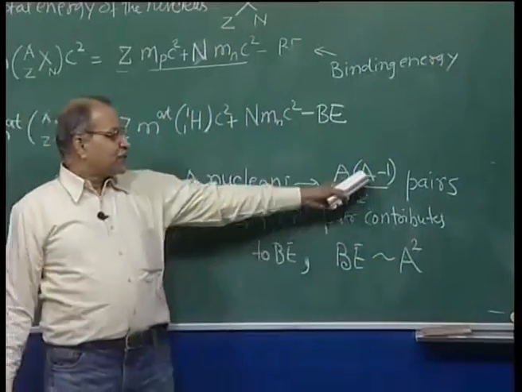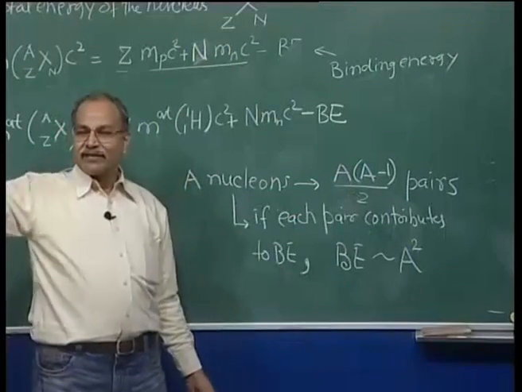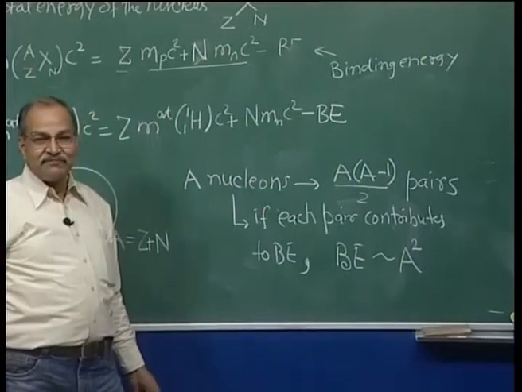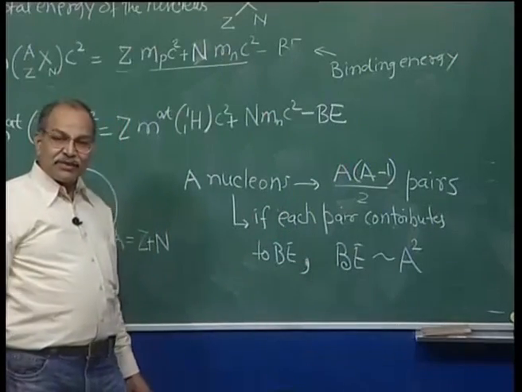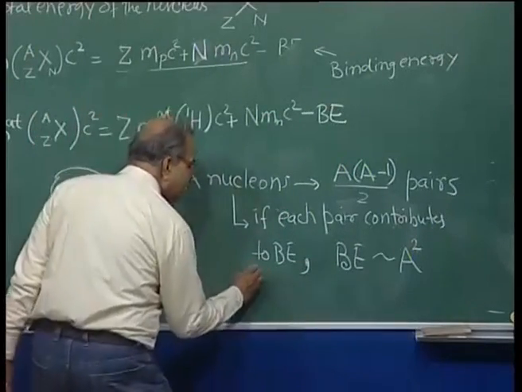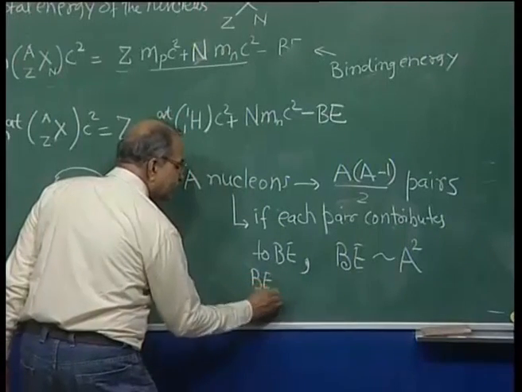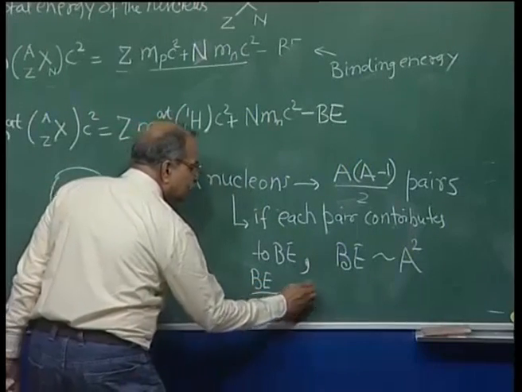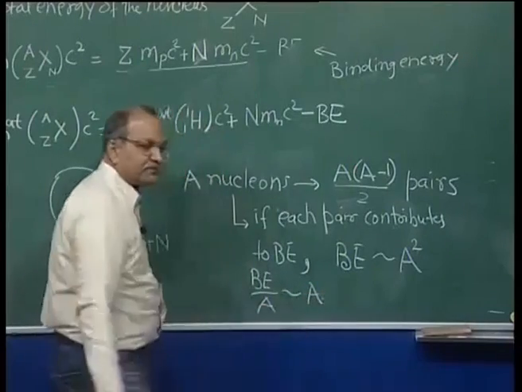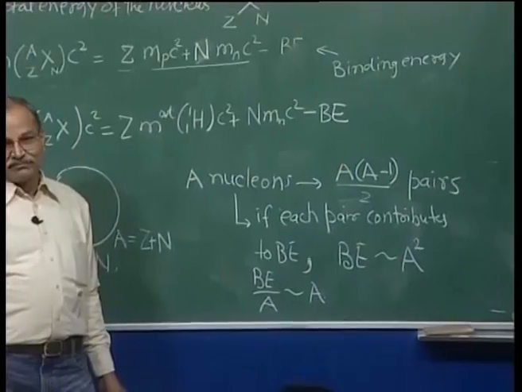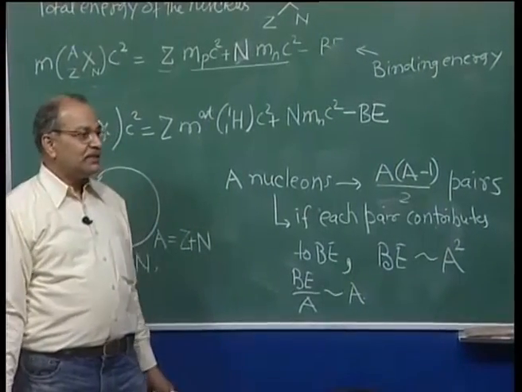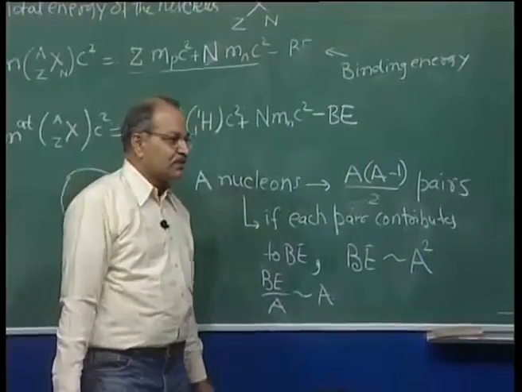Do not look at A equal to 2, 3 etc., go for slightly higher, 20, 30, 40, 50, then binding energy should be around this, and if you divide by A, binding energy per nucleon should be proportional to A, but it is not. I will show you the diagram on this slide.